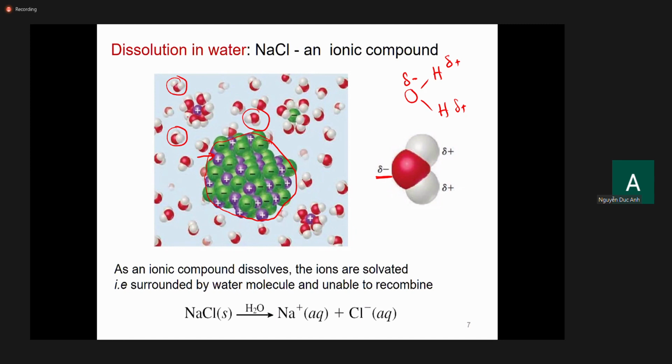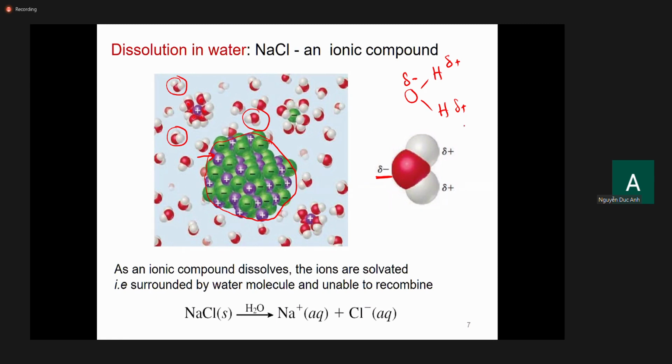So when they surround it like this, and when the number of water molecules is high enough, the interaction between the sodium and chloride will be weak enough to let the sodium ion go out from the crystal. So this is the process of dissolving.